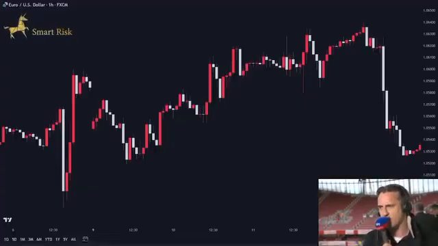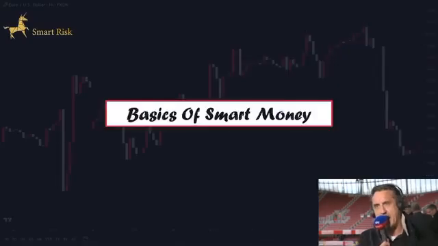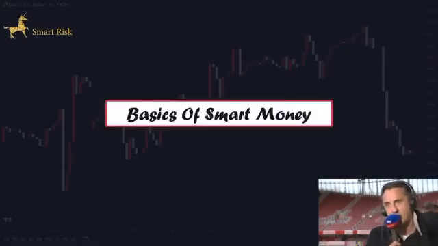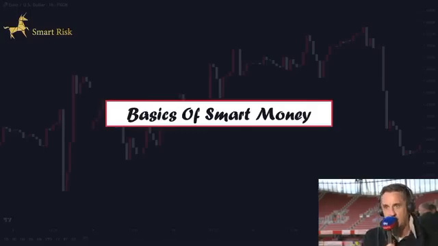Welcome back, traders. So, let's get started. Before proceeding to the liquidity patterns and liquidity scenarios that frequently form in the market, let's begin with a basic introduction to smart money and liquidity and see what are the exact definitions of these terms.